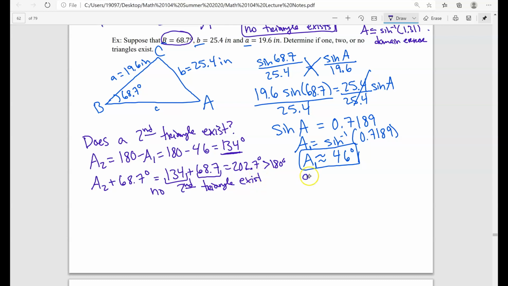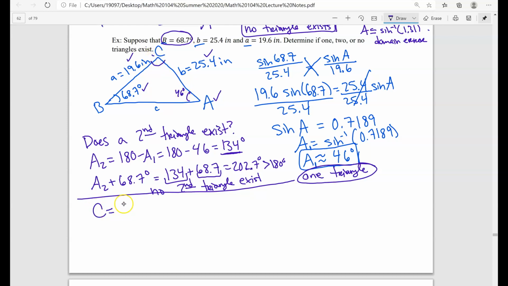So there's only one triangle. Only one triangle can be formed in this particular scenario. Now let's figure out what that triangle is. So that basically means that we don't have to worry about a second triangle. We can proceed with that. So I already know what this guy is. I already know all of these guys. So this was 46 degrees. That means I can figure out what C is now.